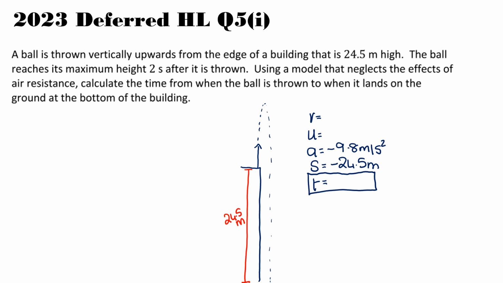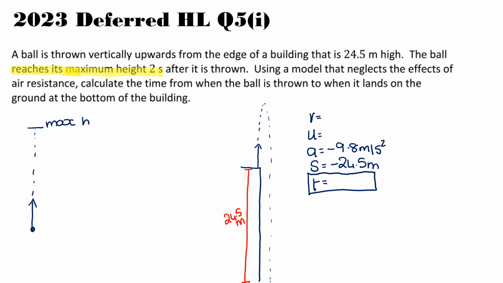We have been given another piece of information that we need to work with instead, and that is that it reaches its maximum height 2 seconds after it's thrown. So we need to think about what happens at that maximum height. So let's just take the first section. So we have our ball and it's thrown up and it gets to this max height here.